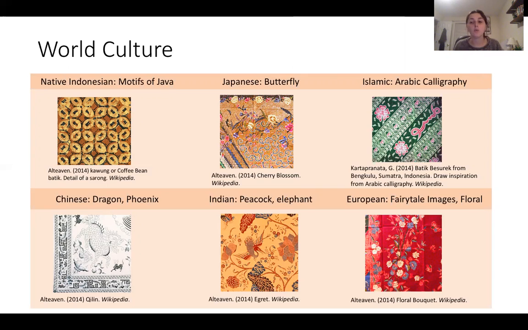Then in Japan, one popular symbol that's used a lot are cherry blossoms or butterflies or things of that nature. They tend to appear a lot on batik fabrics. In Islamic nations, there's a lot of Arabic calligraphy, whether it be words of meaning or symbols of meaning that end up on the cloth. In China, some popular symbols are the dragon and the phoenix. In India, it's peacocks and elephants. And in Europe, it's more fairy tale-like images, a little bit more floral. Those are the main themes from each of those areas of the world.